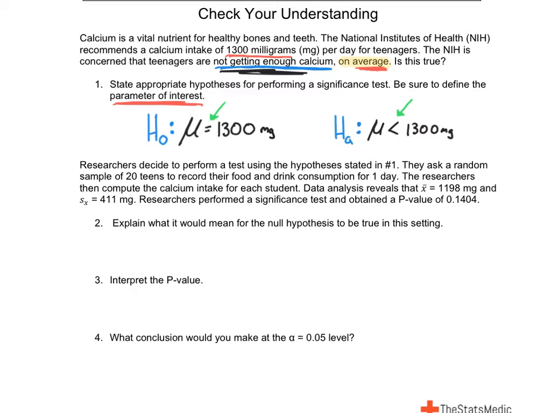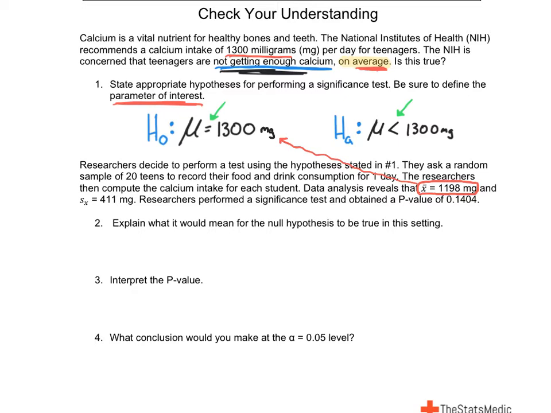Researchers decided to perform a test using the hypotheses stated in number 1. They ask a random sample of 20 teens to record their food and drink consumption for 1 day. Researchers then compute the calcium intake for each student. Data analysis reveals the average, and remember, this is why notation is super important. They say that the sample average was this. We are going to use this to try and fight this claim right here. That's our goal. We have a sample and we have a claim out there. Here the claim is the true mean is 1,300. I got 1198. Is that too far off? That's what we're testing right now. And it comes with a standard deviation.